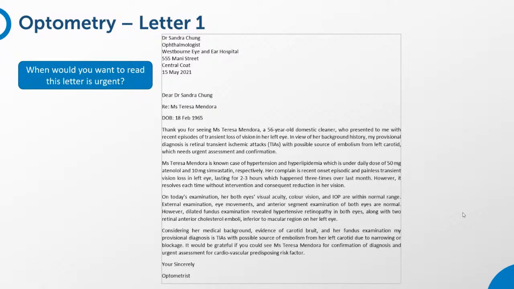So I'm not going to ask you to vote on this. I'm going to just give you a minute to think about it, and then I'm going to let you know the answer. I'm going to ask you to think about when you would want to find out the letter is urgent. So looking at this letter, when would you consider it was important to know if this was urgent or not? Just give you a few seconds to think about that.